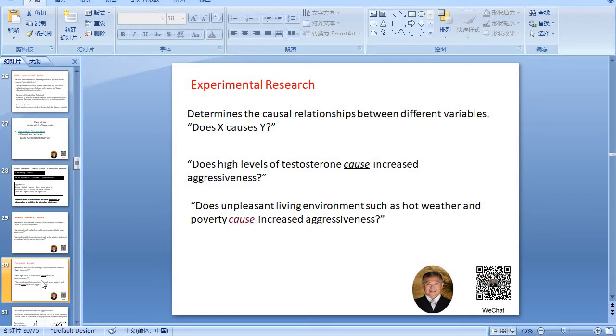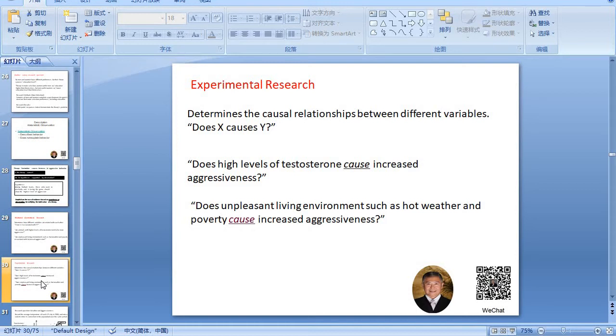I can ask another causal question. Do unpleasant living conditions, such as hot weather, cause people to display increased aggressiveness? Again, I'm claiming that hot weather is a causal variable and it leads to increased aggressiveness as a result. This is a cause and effect relation. Only experimental research can uncover cause and effect relations between two variables.